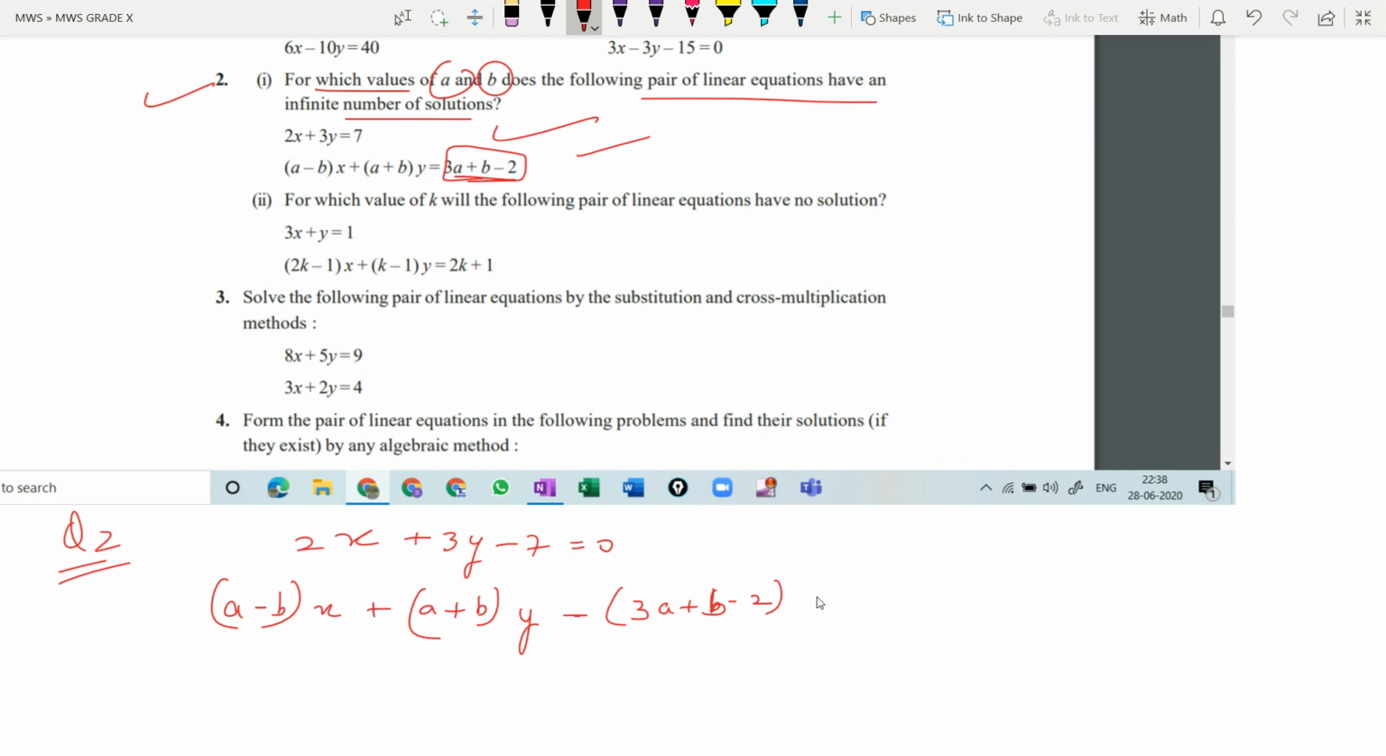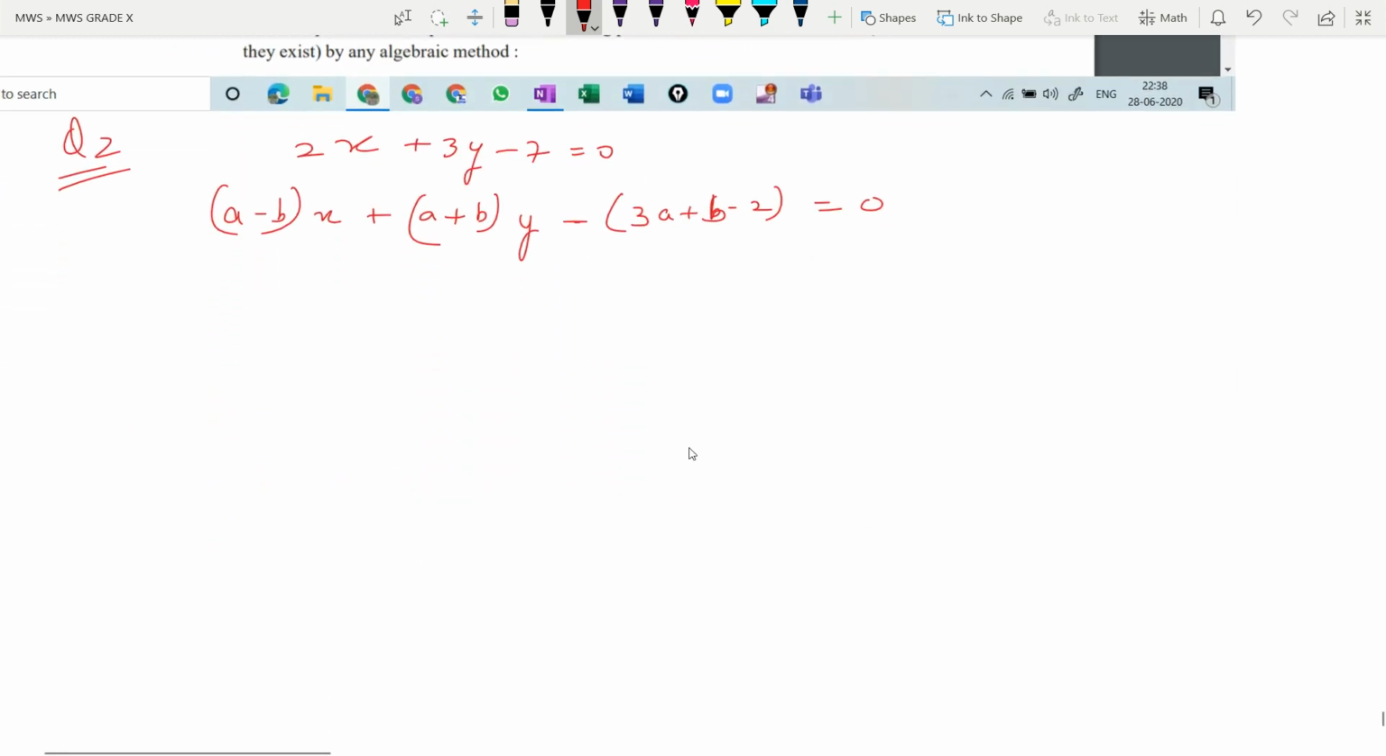Here I have made a bracket. It means whenever I open the bracket, the sign of all the terms will get changed. Okay, so these are the two equations which are given.